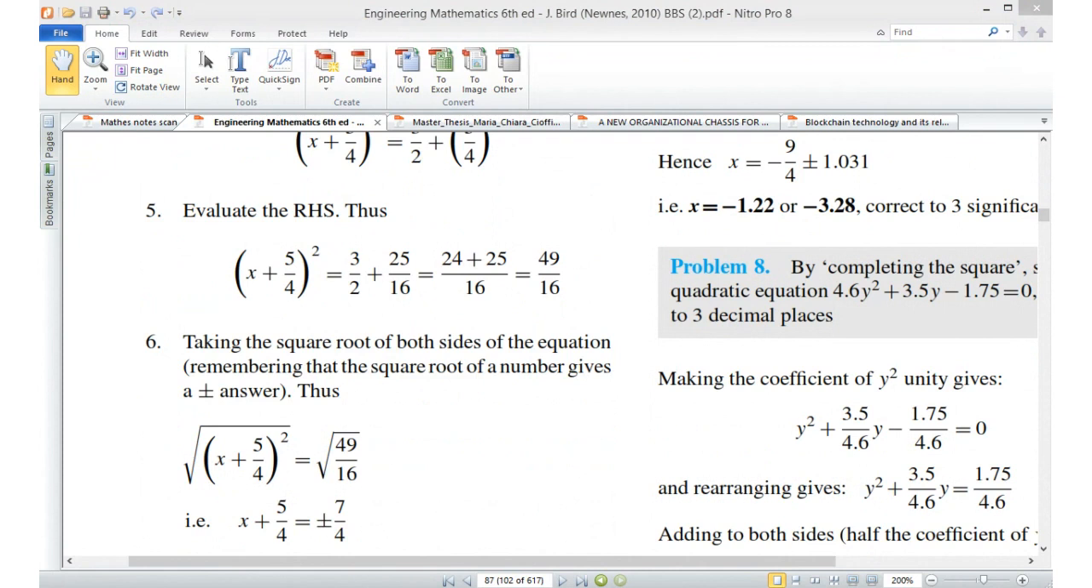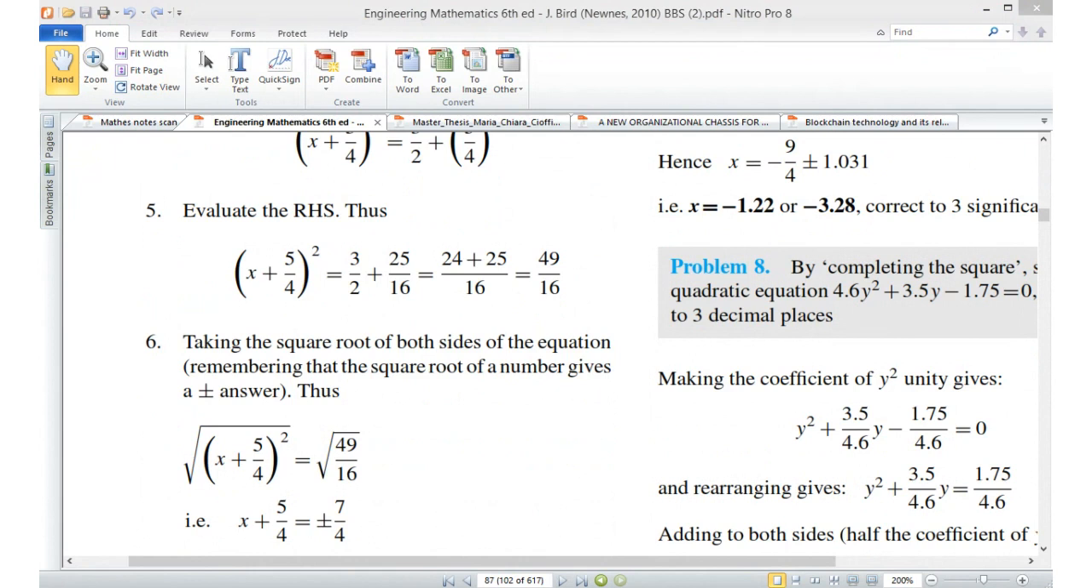Then to find your answer, you can now take the root of both sides. Step six says take the square root of both sides of the equation. Then you can obtain your answer. On our left-hand side, the square and the square root cancel each other, so we remain with x plus 5 over 4. On the other side, we do the square root of the numerator and the square root of the denominator, and we obtain 7 over 4.